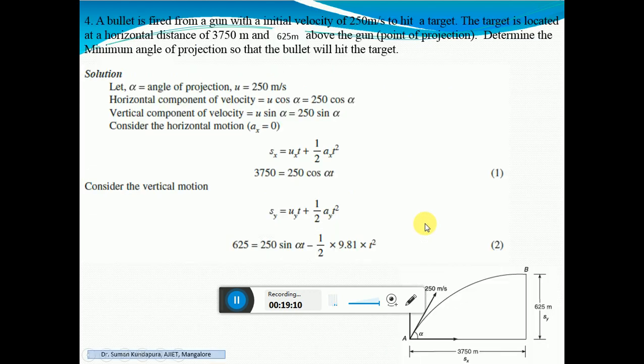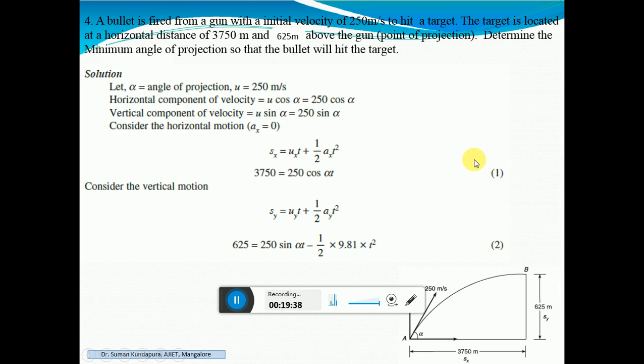Okay. Next, a bullet is fired from a gun with the initial velocity of 250 meter per second to hit a target. The target is located at a horizontal distance of 3750 and 625 meter above the gun point of projection. Determine the minimum angle of the projection so that the bullet will hit the target.